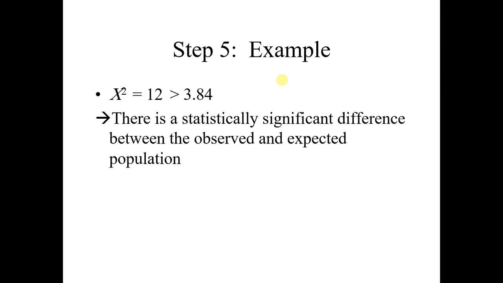So in our example, our chi-square number 12 is greater than that critical value. So there is a significant difference between the observed and expected populations. And that means that our hypothesis as to the genotypes of the mother and father, that they're both heterozygous, is probably incorrect. Okay, that's what this is telling us.